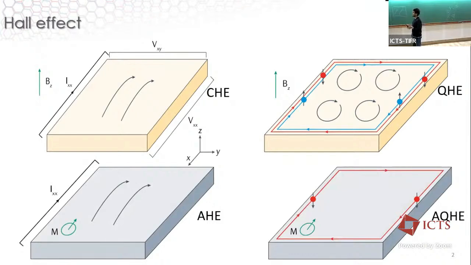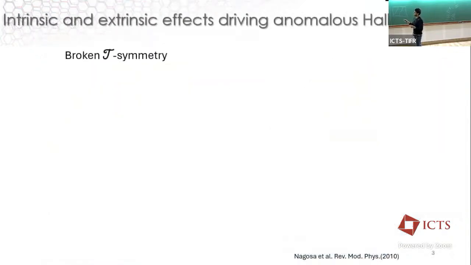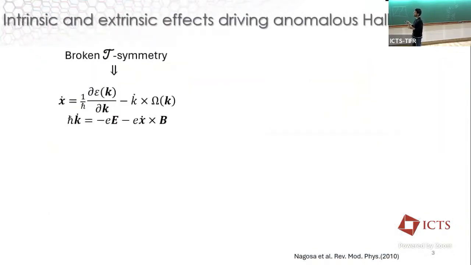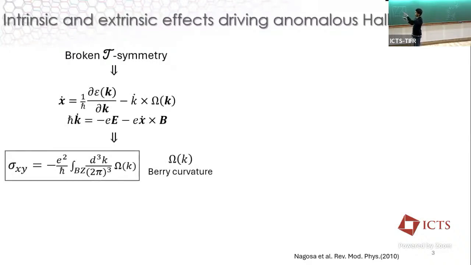Now, all these different Hall effects have in common the broken time reversal symmetry, which in turn creates these Berry curvatures, which basically come in this equation of motion. This extra term comes, and we get this Hall resistivity in terms of Berry curvature.